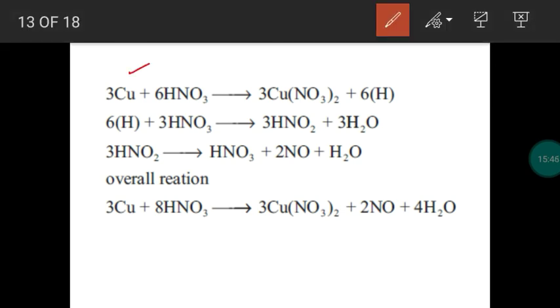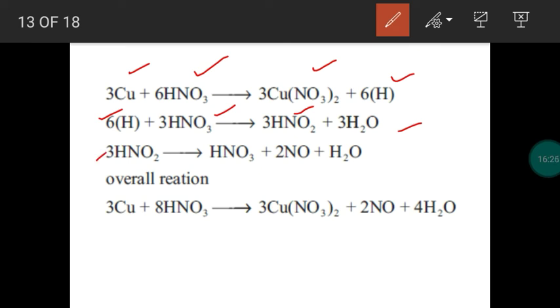Take copper. When copper reacts with dilute nitric acid, it provides the salt copper 2 nitrate with the liberation of nascent hydrogen. So this belongs to what type of reaction? Primary. Okay. So the formed primary substance nascent hydrogen will combine with the reactant nitric acid. It provides the secondary product nitrous acid along with water. So this is called a secondary reaction.